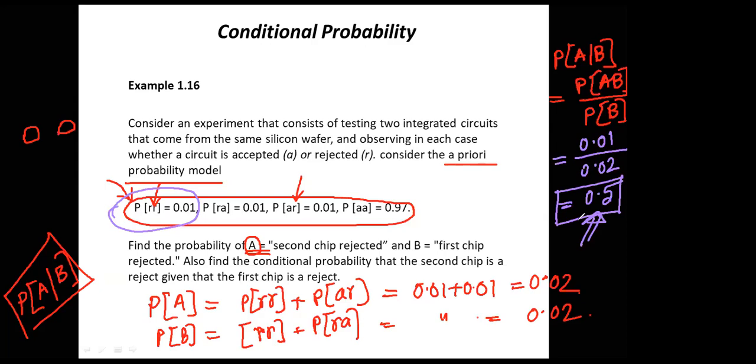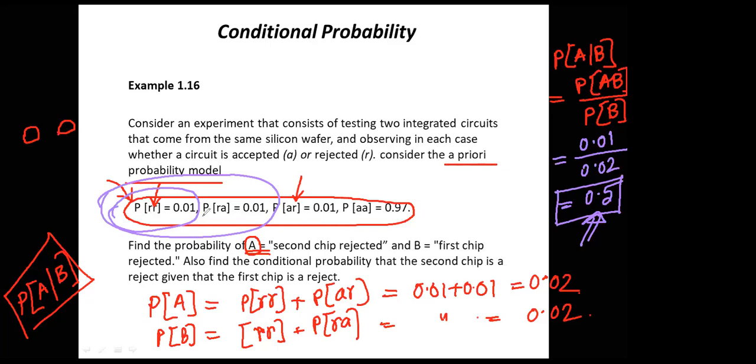Sir, is it because it is the second experiment and the first one is already rejected? Remember one thing, when the first one is already rejected, the domain is changed. Previously, all the circuits were in the domain. But when the first one is rejected, then the domain is changed. Domain is what now? Half. It only is these two. Only these two, because first one is rejected means either it will be PRR or it will be PRA.